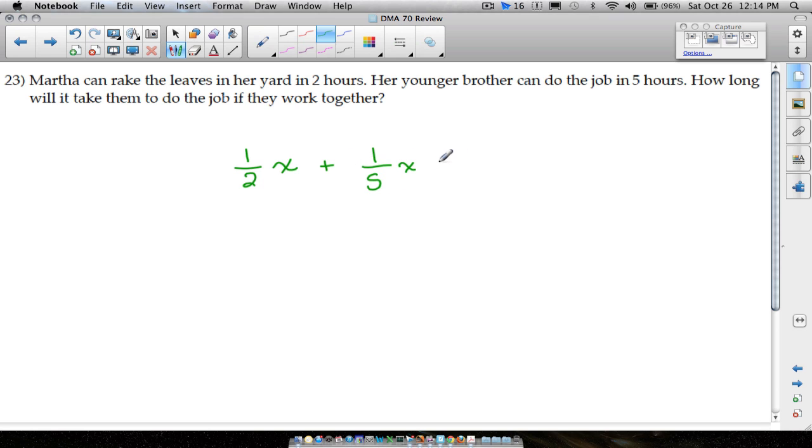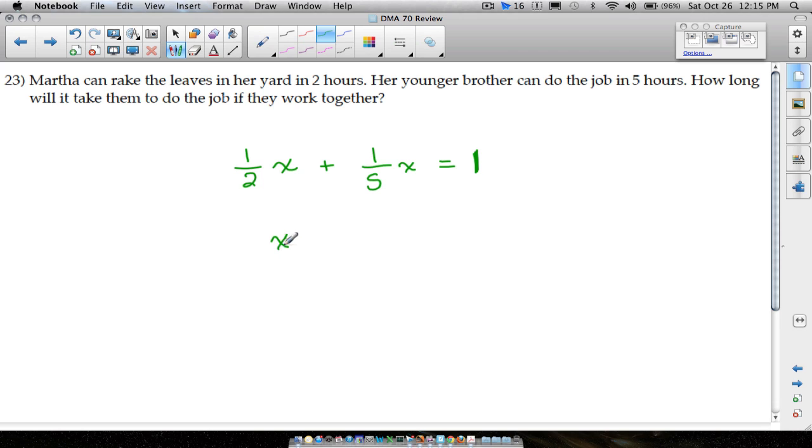Now the way I want you to think about this, all the stuff that I'm writing down, we always add them and we always set it equal to 1. So Martha can do half the job, plus her brother can do 1/5 of a job, but it's actually half of the job in an hour, plus 1/5 of the job in an hour, is going to be equal to 1. Now that 1 represents 1 full job. That 1 full job is actually them raking the yard together. So we're trying to figure out how long will it take them if they work together. If we solve for x, we will get the amount of time that it takes them to complete 1 full job, in this case, raking the yard together.